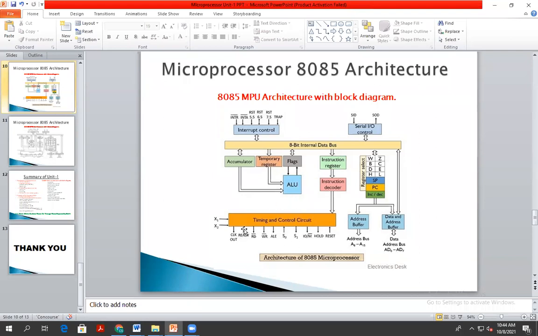So all this is controlled by the timing and control circuit of the 8085. So this clock you have to use. And here, coming to this part, these are some registers. The names of the registers are H, L, D, E, B, C, W, and Z. This entire thing you will study in the next unit, immediately in the second unit. All the registers you have to use.